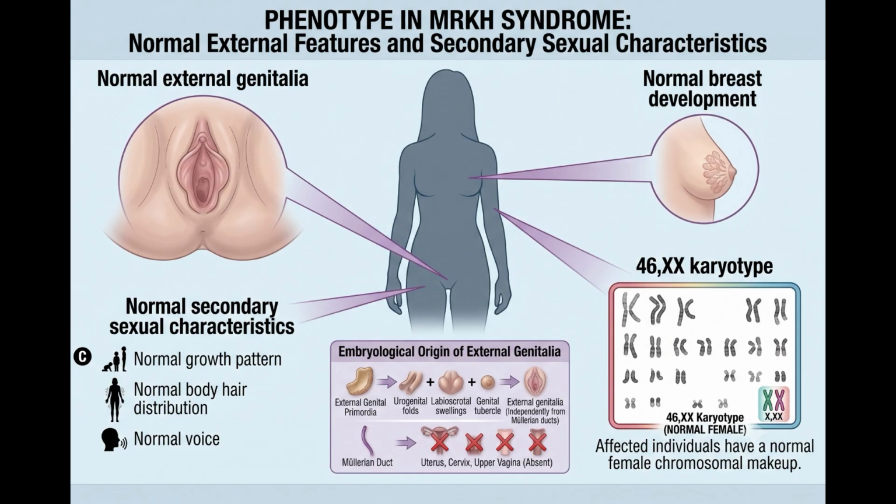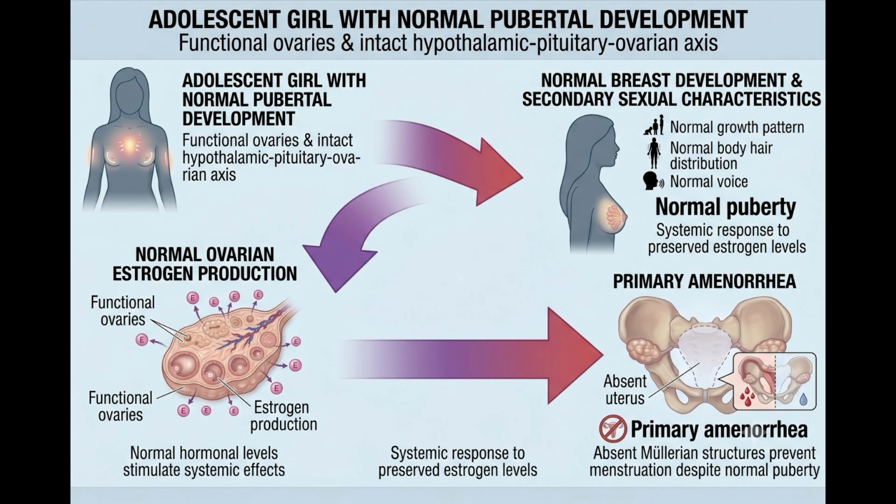Therefore, affected individuals have a normal female appearance, normal secondary sexual characteristics, and a normal female karyotype of 46XX. The condition usually becomes apparent during adolescence. Most patients seek medical attention because they have primary amenorrhea, despite normal breast development and normal pubertal progression. Since ovarian function is preserved, normal levels of estrogen are produced. As a result, puberty proceeds normally, even though menstruation does not occur.